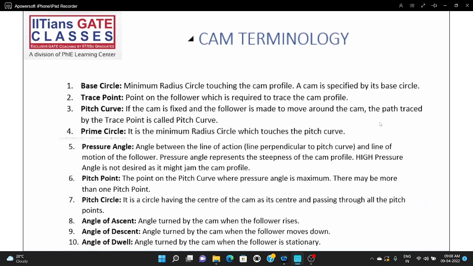So we'll attack the objective questions first. This is the main point, we'll get to learn all the cam terminologies, right? We'll try to attack all the cam terminologies.